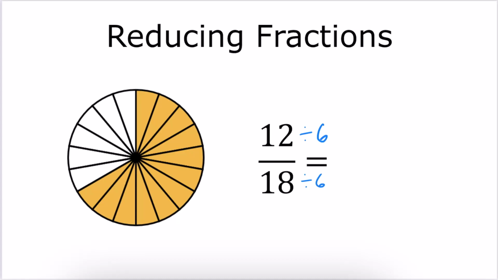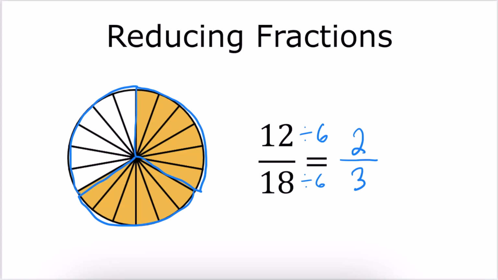And what it means when we're dividing 18 by 6 is that we're going to take our 18 pieces in our whole circle and split them into groups of 6. So here's one group of 6, and then here's another group of 6, and here's another group of 6. And when we divide those 18 pieces into groups of 6, we end up with 3 groups altogether.